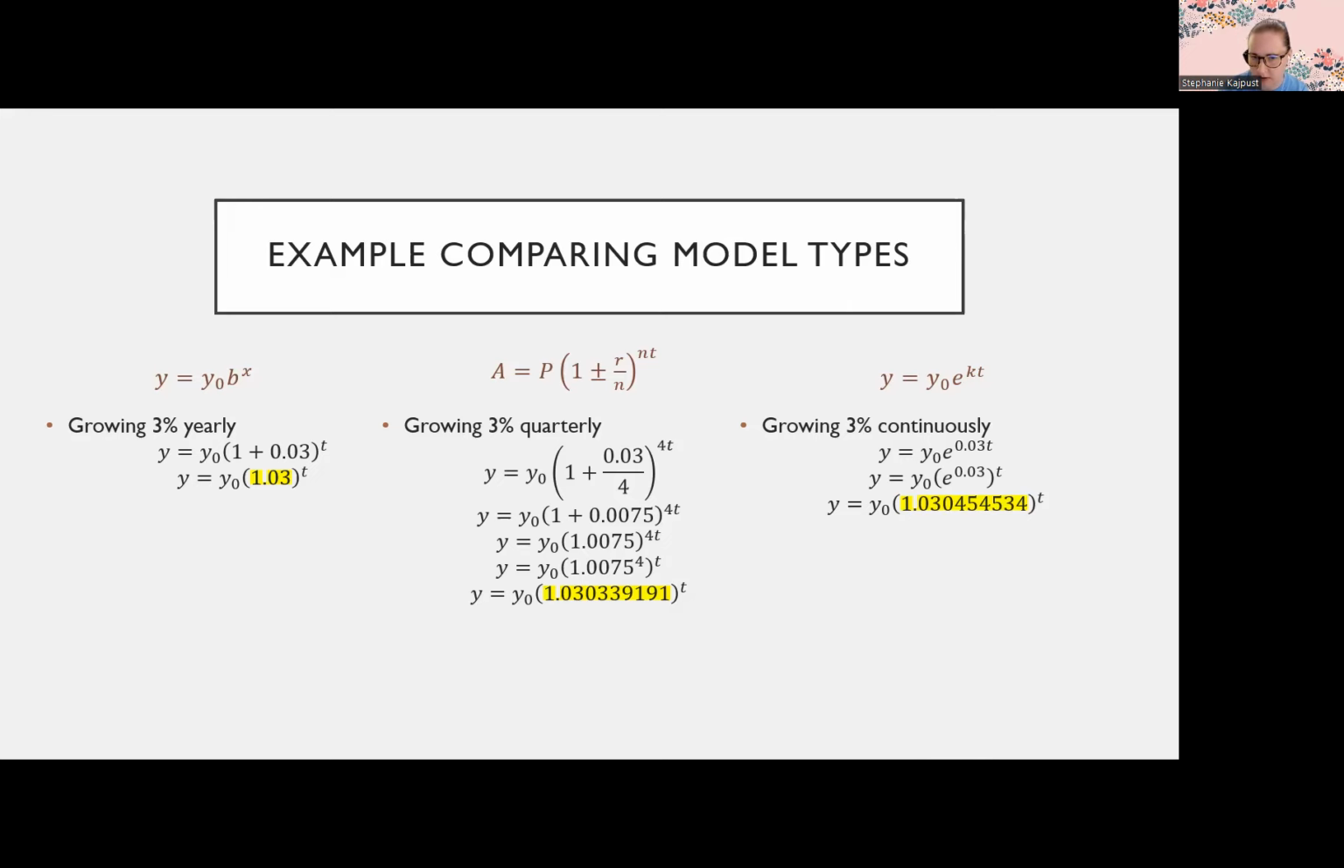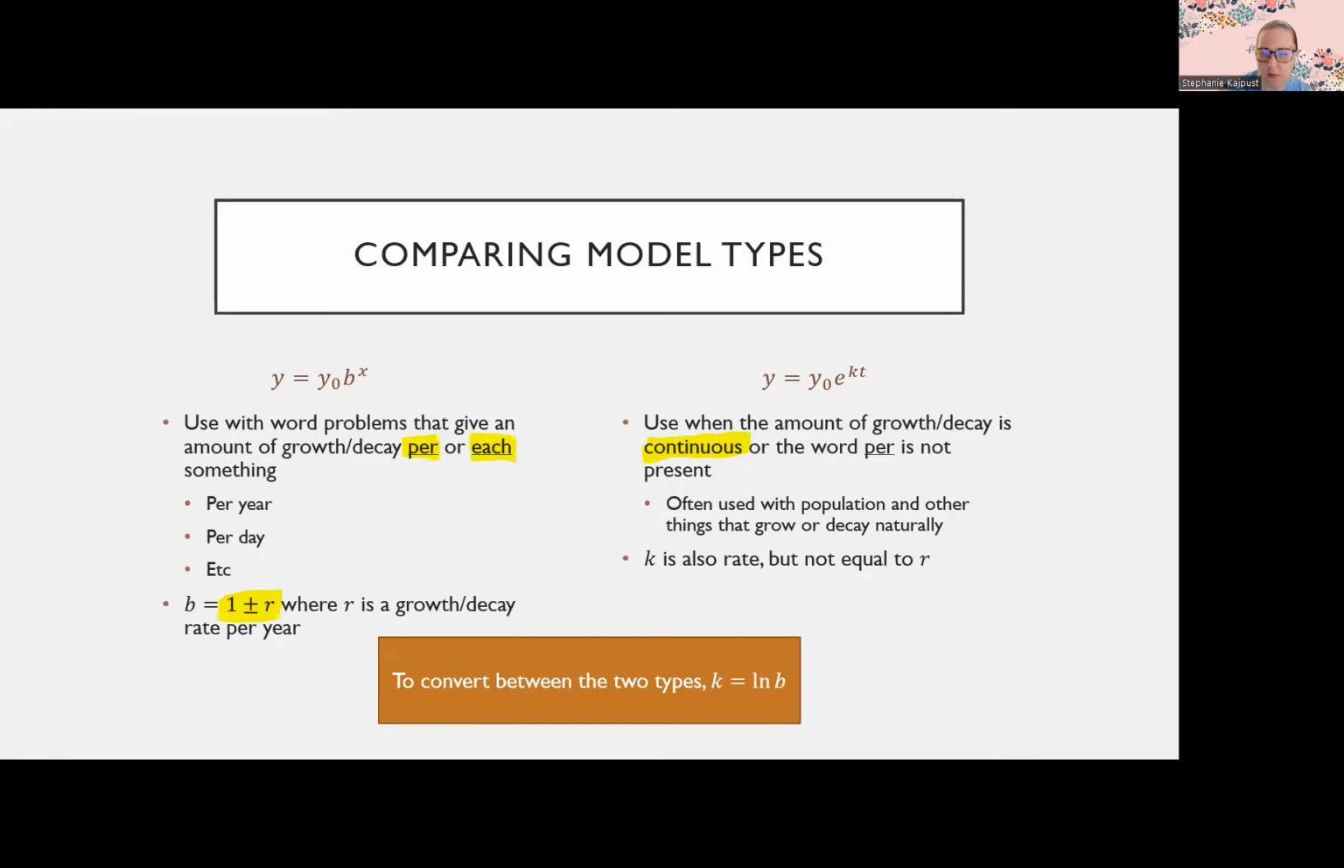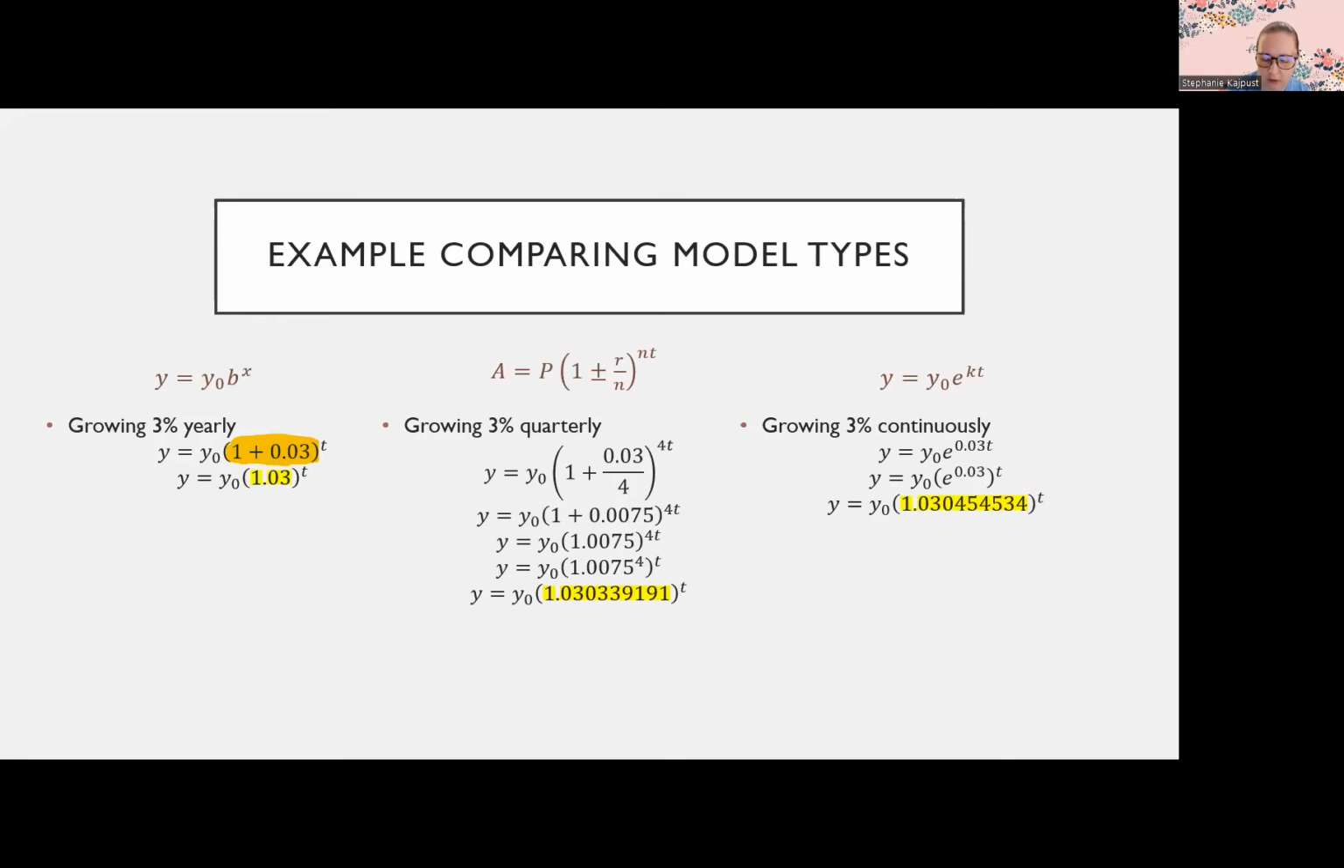I've gone through the math here to explain what's going on. If you are growing 3% per year, 3% is 0.03, so your b is 1 plus 0.03. That comes from this 1 plus r if you're growing. And so b, what's in the parentheses underneath your exponent, ends up being 1.03. So that's when you are growing each year.